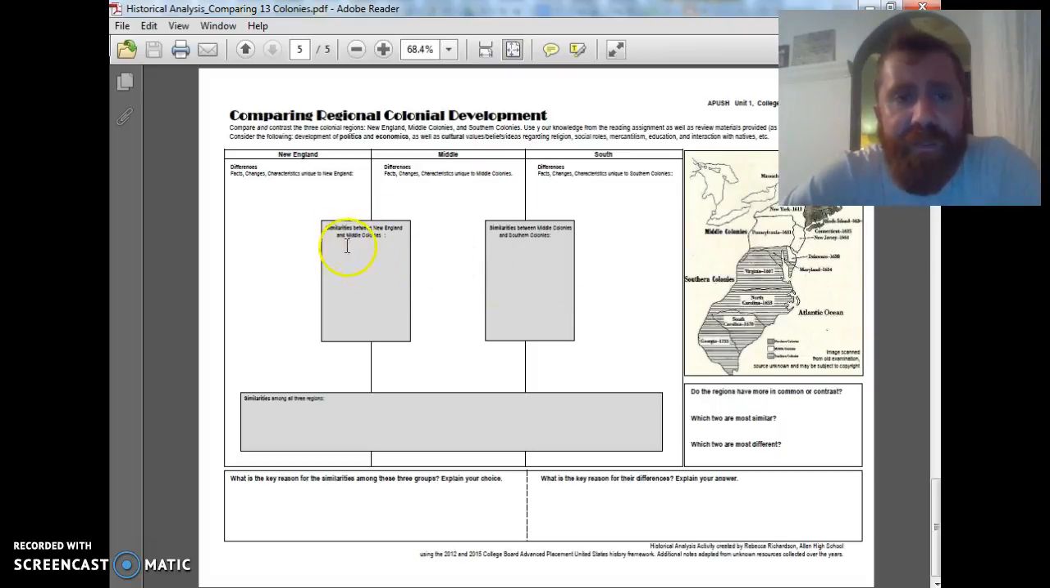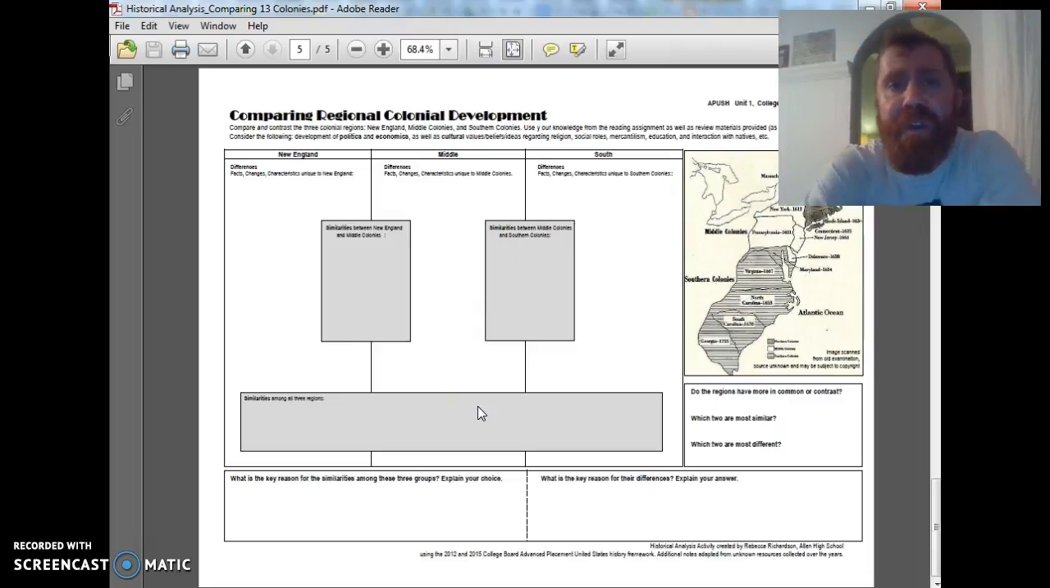You want to talk about the similarities between New England and the middle colonies, and the similarities between the middle and the southern colonies. And last but not least, we want to look at the similarities among all three regions. When you're looking at these three boxes right here, I want you to utilize the GIST method. When you're doing the summary, I think you should stick to 20 words or less for these middle two, and for the one on the bottom, I think 20 to 40 words would be okay.